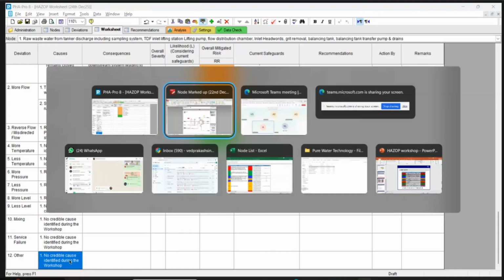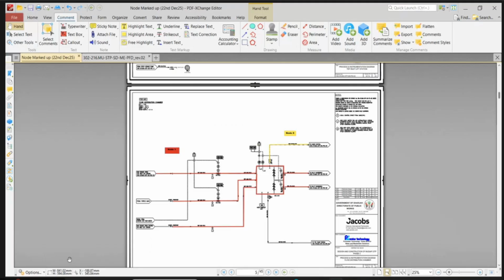Any concern for maintenance? Guys, any concern for maintenance? Sir, any concern for maintenance in this node?